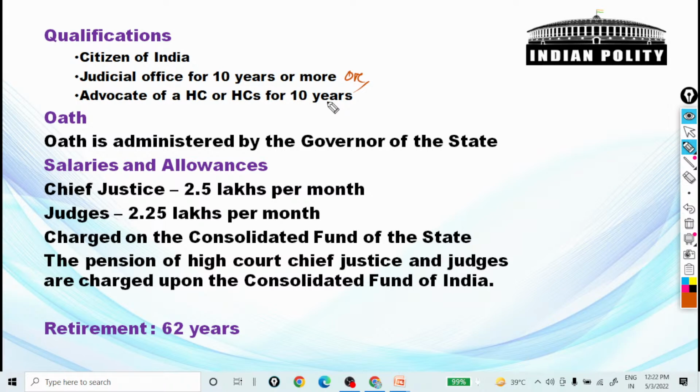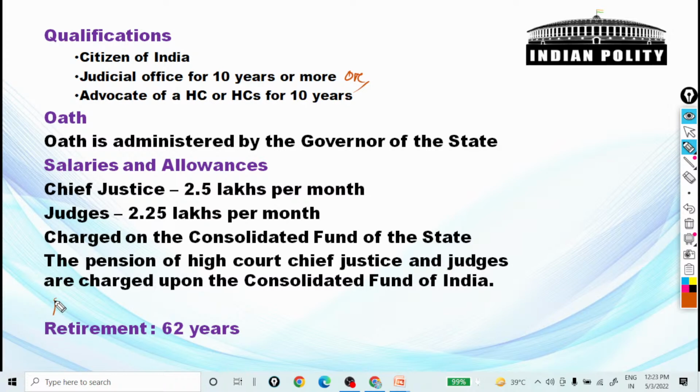So as I told you, in case of a common High Court, the partner states contribute the salary as determined by the President. However, the pension of the High Court judges is charged upon the consolidated fund of India. They do not get pension from the state, rather they get pension from the union government. Hence, the pension of the High Court judges is a part of the union budget, and a charged expenditure upon the consolidated fund of India.